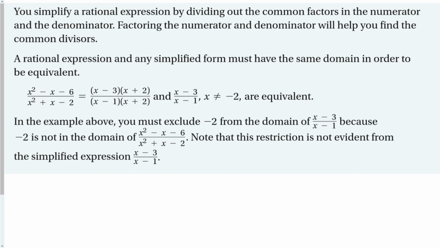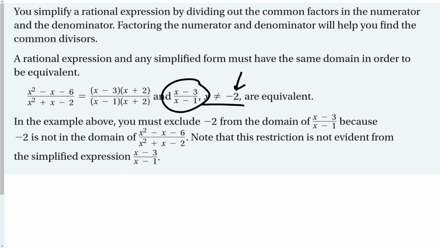We're going to do this by dividing out common factors in the numerator and denominator. Factoring the numerator and the denominator will help you find the common factors, and that's exactly what we just did in the last little example. One thing to mention is that you have to exclude -2 from the domain. If you are just looking at this expression, you say it has a discontinuity at 1. It's a vertical asymptote. But you have to include this one because you canceled it out. It is a hole in the function.